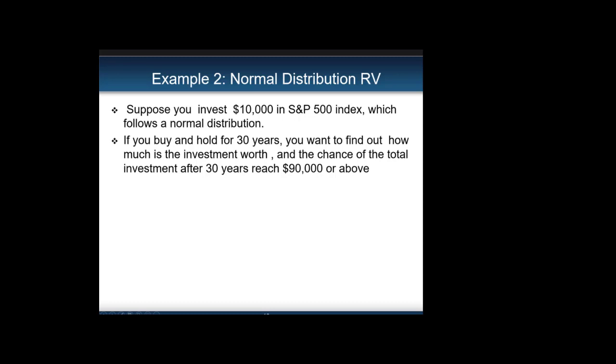Another example I want to go over with you is a random variable following a normal distribution. The example I want to talk about is a buy and hold investment strategy. Suppose you have $10,000 you put into the S&P 500 market index, then you buy and hold for 30 years. You want to check how much the money has grown into 30 years later. Then this index follows a normal distribution. The return follows a normal distribution.